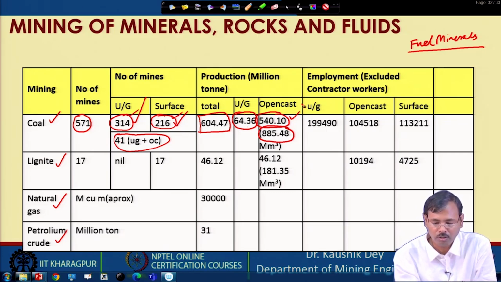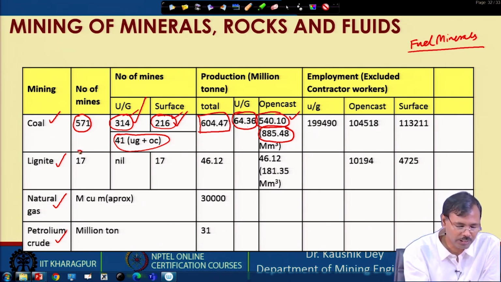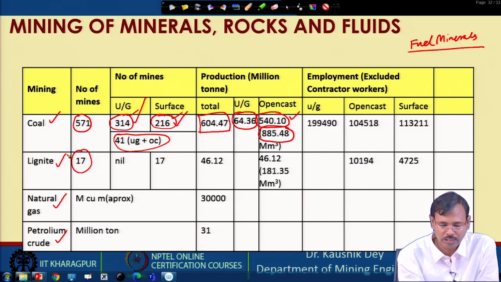That means, on average, 2.5 million tons are being produced by each surface mine, whereas the average underground mine is producing only 0.2 million tons. That means 2 lakh tons of coal are being produced from the underground mines. We also have 17 lignite mines. In these 17 lignite mines, we are getting a similar rate, 46 million tons.